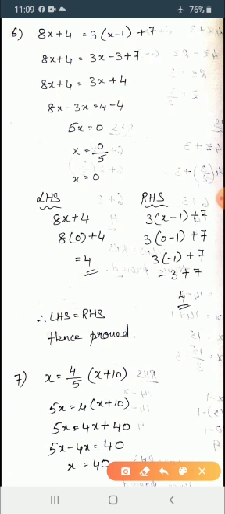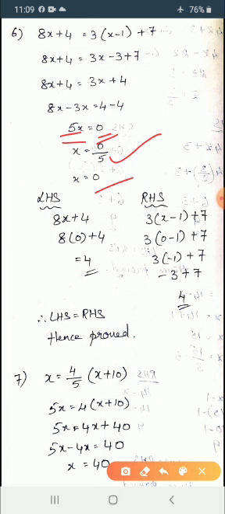Now bring the x terms to one side. I brought plus 3x to this side, then it became minus 3x here, and plus 4 to the other side, when you send it, it becomes minus 4. When you solve it, you will get 5x is equal to 0. Multiplication by 5, when you send it to the RHS side, becomes division by 5, and x is equal to 0 will be your answer.